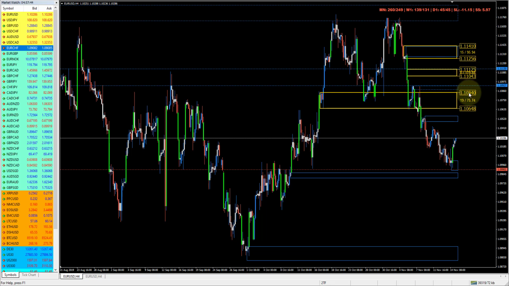So we're probably going to see some bounces at the 1.11 area and about the 1.1112 area. And then ultimately the 1.1125, which is a nice area just here. So we have a few areas here that we can consider.